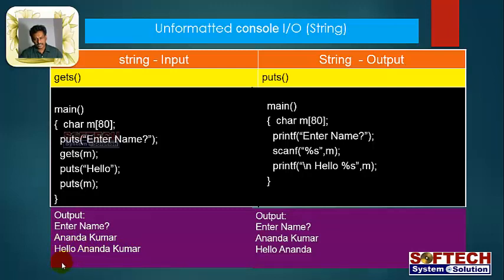Hello is the first line. The next line is Ananda Kumar. First, it displays enter name in a single line, and the cursor waits on the next line only because it is a puts. If we give printf to display enter name, the cursor waits here in the same line and it accepts the input in the same line. If we want to go to the next line in printf, we just put the \n escape sequence. We will discuss the escape sequences in coming slides.